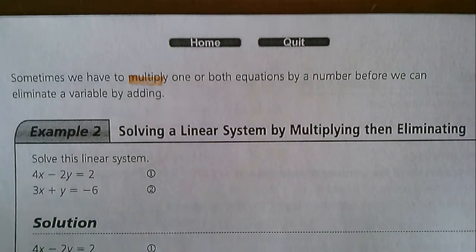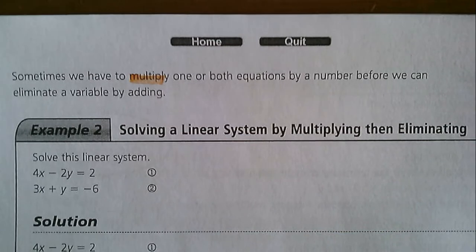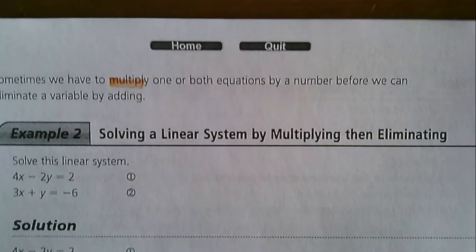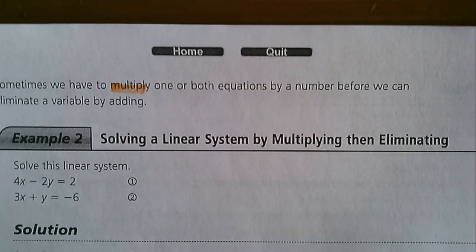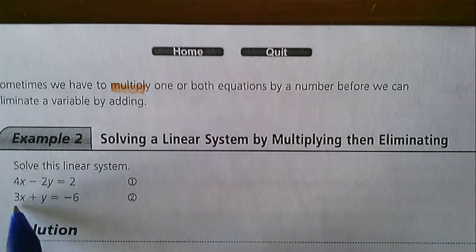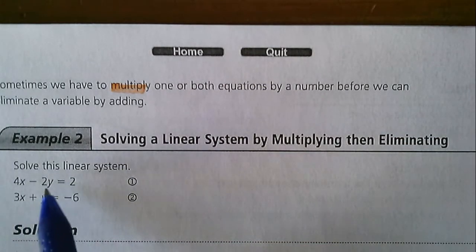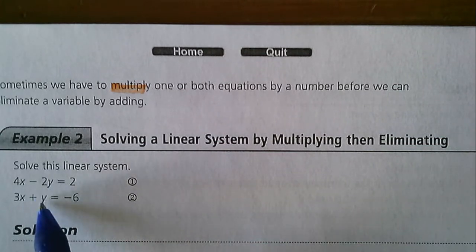So let's take a look at the next example here. We're given these two equations. Now, you will notice that there are no opposite integers because we have a positive 4 and a positive 3. Those are not opposites. And then we have a negative 2 and a positive 1. Those are not opposites either.